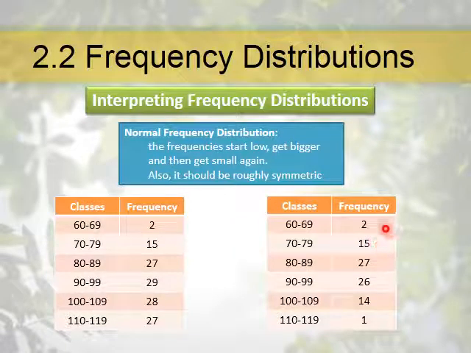Looking at this second example here, I started low, I got bigger to 27, then went down to 26, 14, and then to 1. Now because the first and the last are similar to each other, the second and the second to the last are similar to each other, and the third and third to last are similar to each other, I would say this is roughly symmetric, in which case I would say that this is a normal frequency distribution, or at least approximately normal.